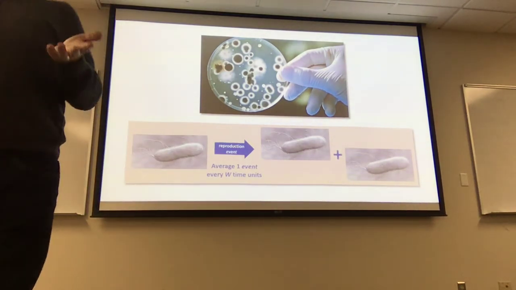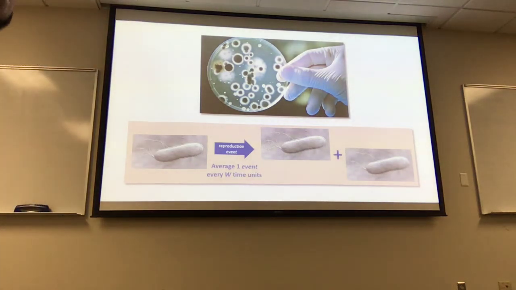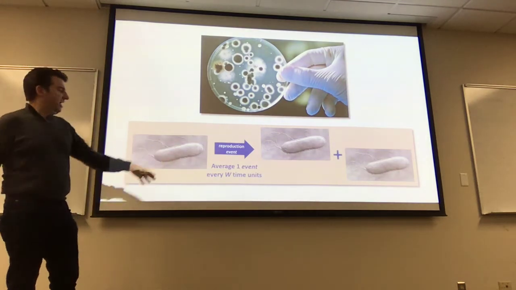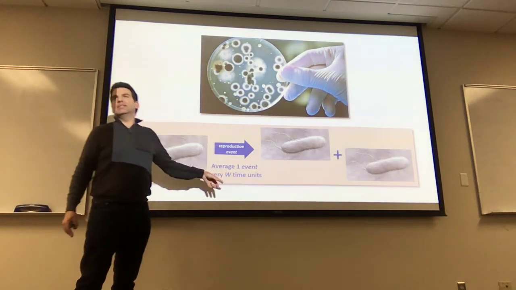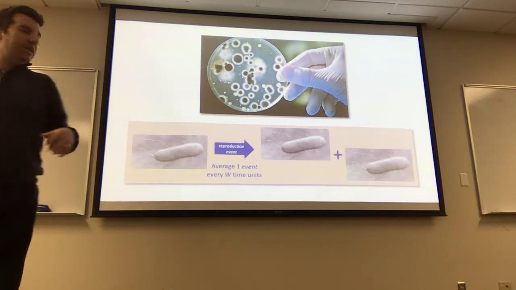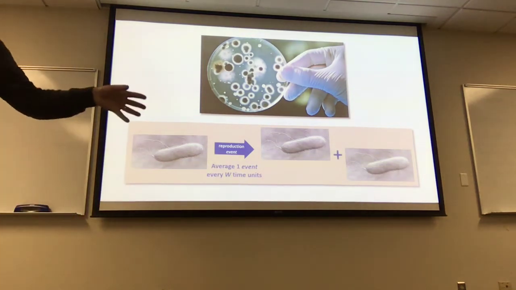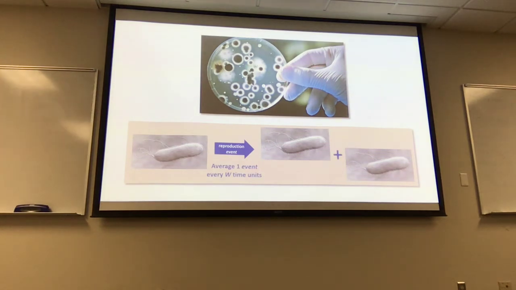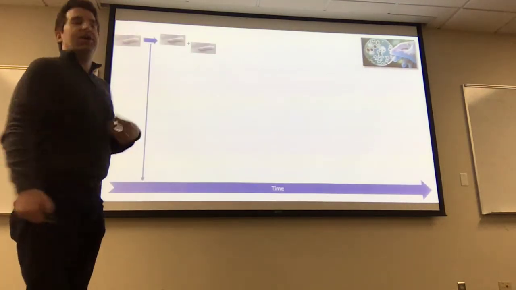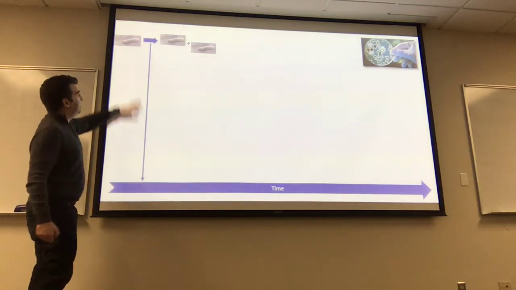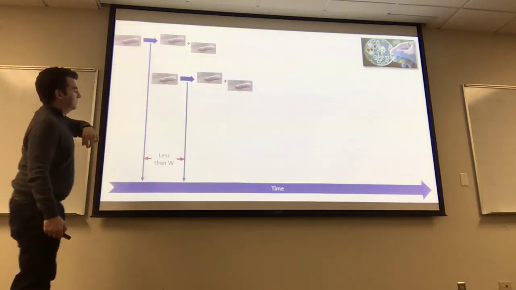Now, when you go out and look for information on Google about how quickly things change, very often you'll just find these averages. We know that on average, if you wait W time units, let's say 0.75 seconds, you're going to get two bacteria from one bacteria on average. Some bacteria are going to double in less time, some bacteria are going to double in more time. So the thought is that I have some time instant where one bacteria goes to two.